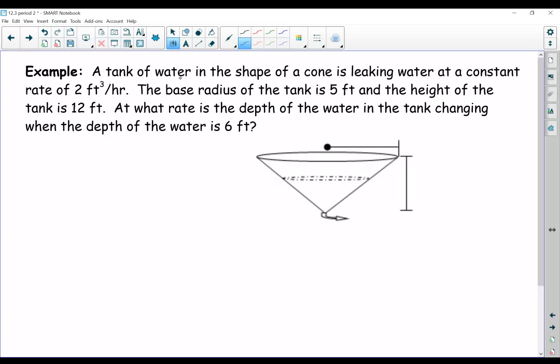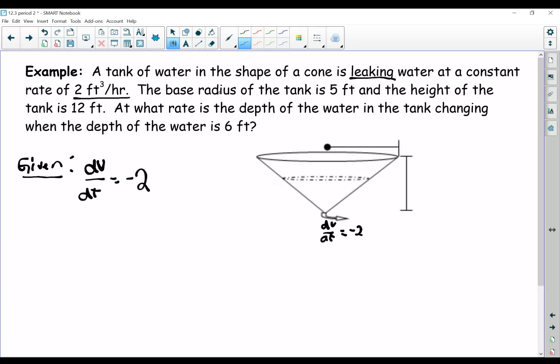Oh my gosh, a tank of water, guys. We haven't seen a tank of water ever before. A tank of water in the shape of a cone is leaking water at a constant rate of 2 feet cubed per hour. Okay, so I'm writing down these numbers right away to figure out what I'm given: 2 feet cubed per hour. That is a volume rate. So I know dV/dt is 2, and since it's leaking out, I'm going to say -2. Okay, so I could label that here, dV/dt equals -2.